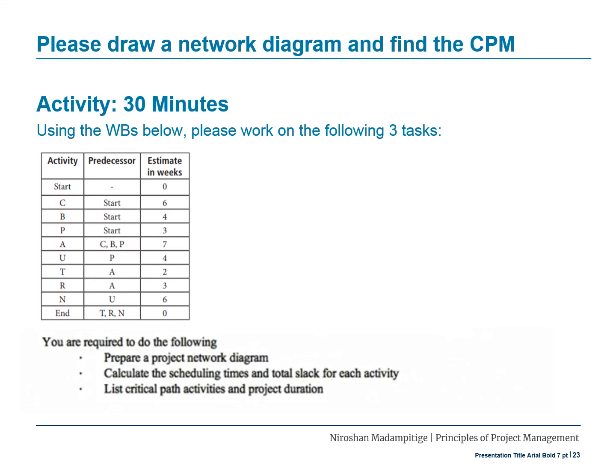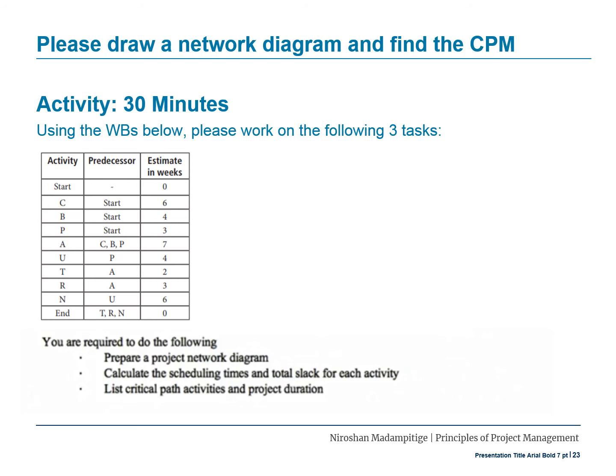So the WBS given to you has many tasks. Here is where you start the project, here is where you end the project. And in between start and end, you have C, B, P, A, U, T, R, and N activities. And the predecessors for each and every activity are indicated here. Some activities have more than one predecessor. And also the estimate in weeks is given in the third column.